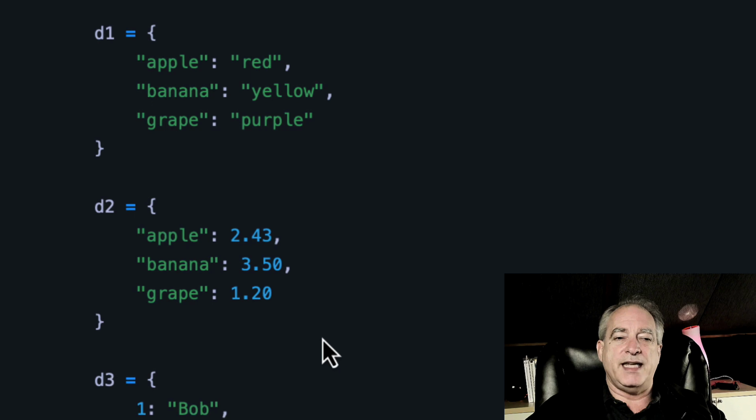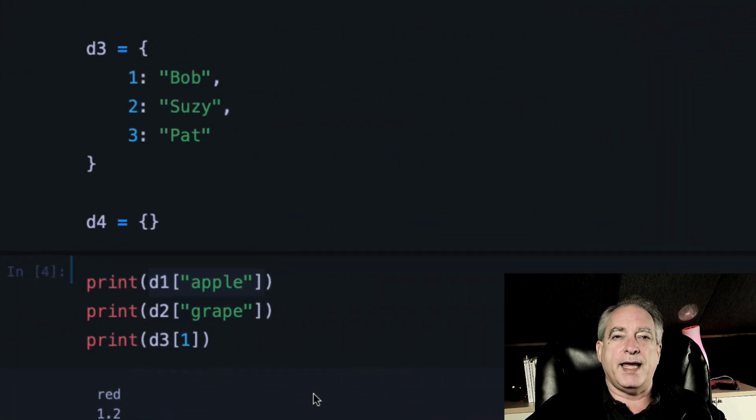But it's a colon in between the key and the value when you're creating the dictionary at the beginning. Here we have D2, which is a string value for the key, but a number value, which happens to be the price of the fruit. Now with D3, we're using numbers as keys and we're mapping them to strings, people's first names. And D4, we're just creating an empty dictionary. And many times you're going to want to do that. As a matter of fact, we will do this in the example code I show you below.